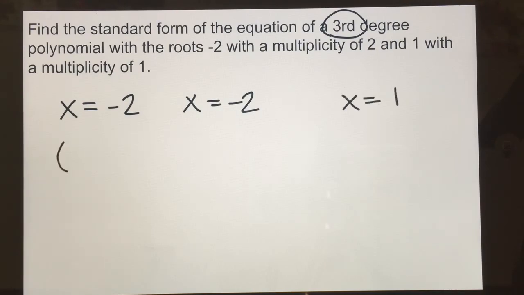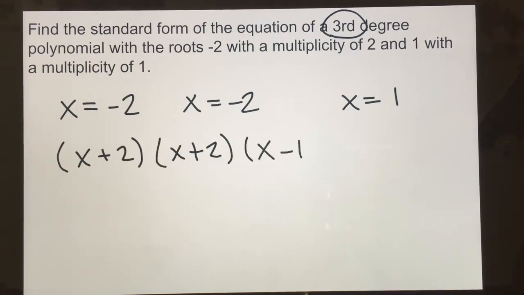So for the first one, this is x plus 2, x plus 2, and then x equals positive 1 would be x minus 1. And again, y equals that stuff. So you could write in the beginning (x plus 2) squared if you wanted because of that multiplicity of 2. But you're just going to have to write it out as 3 of them anyway because we do need to multiply these all together to put them in the standard form.